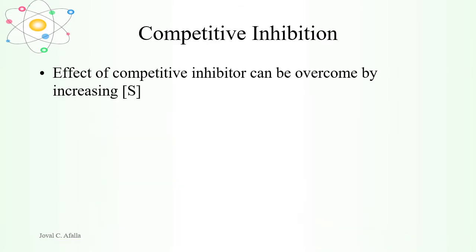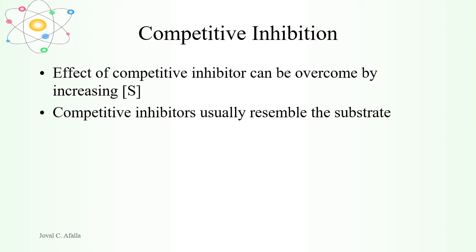The effect of competitive inhibitors can be overcome by increasing the substrate concentration. So again, it's a little bit descriptive. It's a competitive inhibitor, so they both compete for the active site. Whoever is present in a greater amount will have a higher probability of interacting with the active site of the enzyme. So if you have a competitive inhibitor present, it can be overcome by increasing the concentration of the substrate.